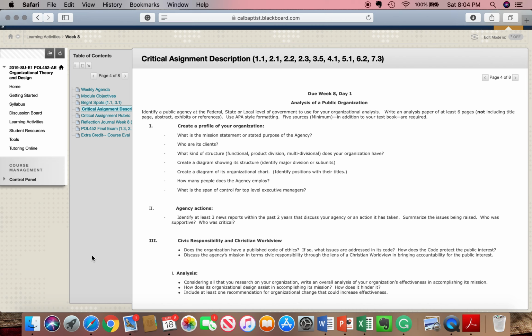portion we have here is we're going to talk about the civic responsibility in the Christian worldwide view. Does this organization have a published code of ethics? If so, what issues are addressed in its code? How does the code protect the public's interest? And second, discuss the agency's mission in terms of civic responsibility through the lens of a Christian worldwide view and bringing accountability for the public interest.